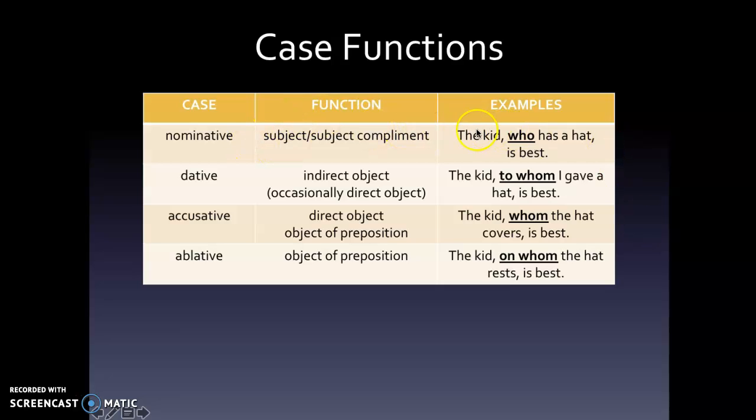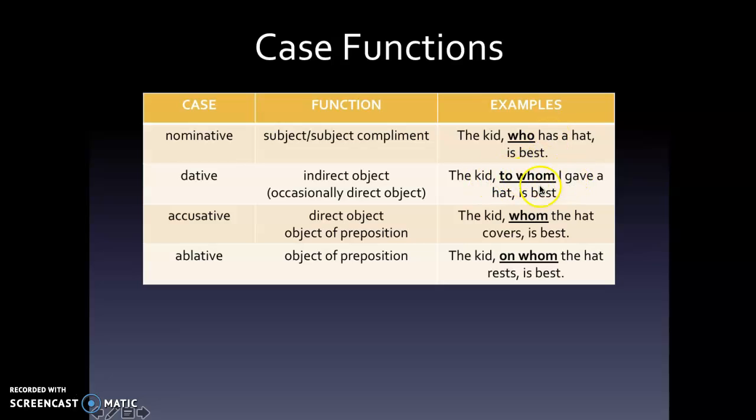Here are some examples of relative clauses in English. Okay, so the kid is best is our main clause. Who has a hat is giving us more information about a noun in the main clause. The who is referring to the kid. Here, who is the subject of the relative clause. The kid who has a hat is best. The who, which refers to the kid, is doing the having.